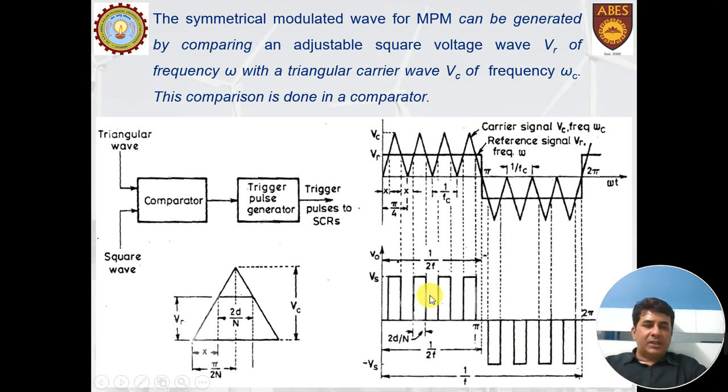Now here I have taken the case of 4. In case you need to have 8 pulses, then you increase the frequency of this carrier wave by double. So if this frequency is made double, then it will give you 8 pulses at the output. And if you make this carrier frequency half, you will start getting 2 pulses at the output. Now this is how we synthesize it.